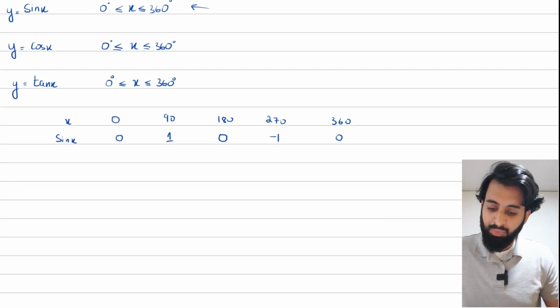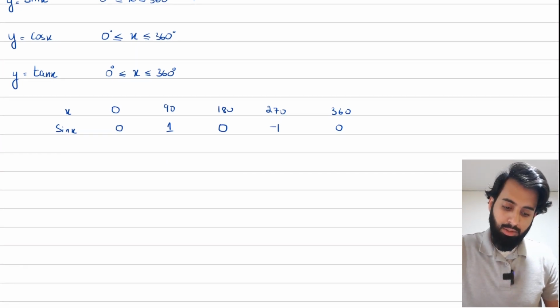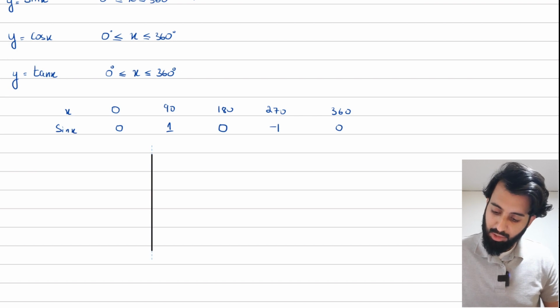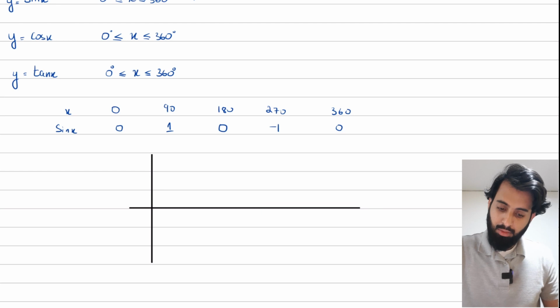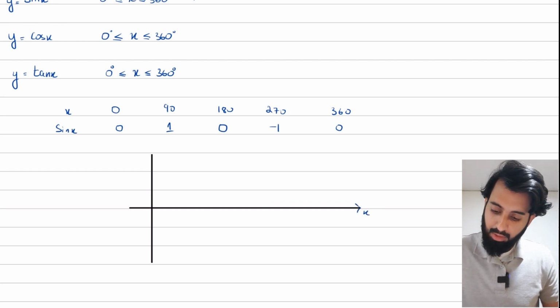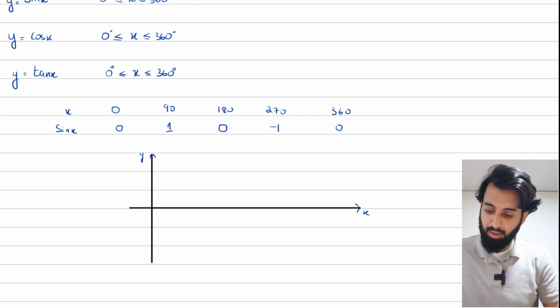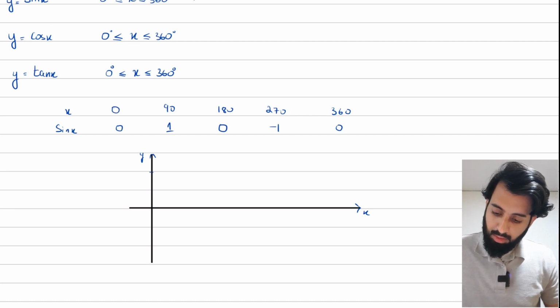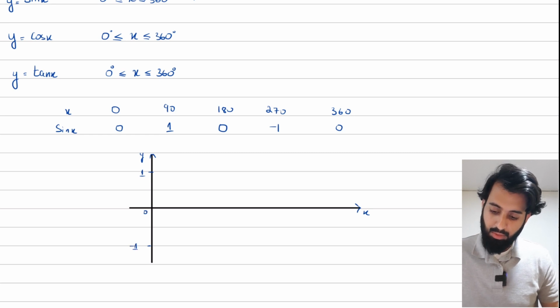So here we go. Remember, what we're making is a sketch. We're not plotting it, we're just making a sketch. So here's my x-axis. This is where all the angles are going to be. Here's the y-axis, and this is 1. Let's say this is -1, and this of course is 0.